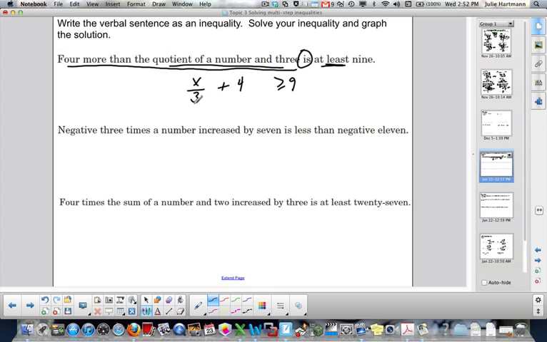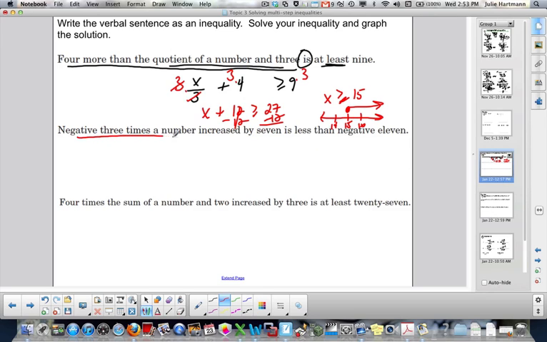We have a denominator. You could here get rid of the denominator by multiplying everything times 3. 3's cancel. You have x plus 3 times 4 is 12, greater than or equal to 9 times 3 is 27, and then minus the 12. So you have x is greater than or equal to 15. Put it on a number line. Close circle because it's greater than or equal to, greater than is to the right.